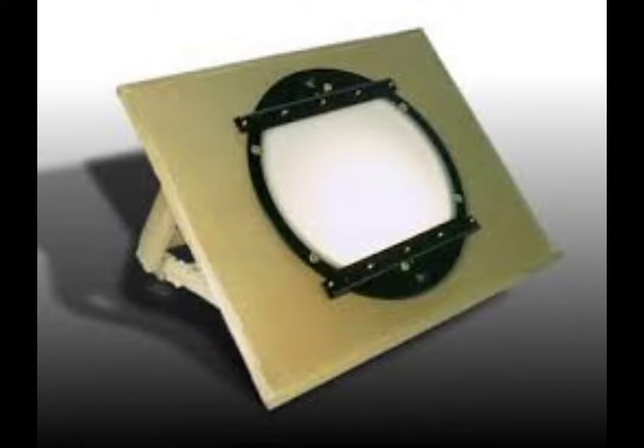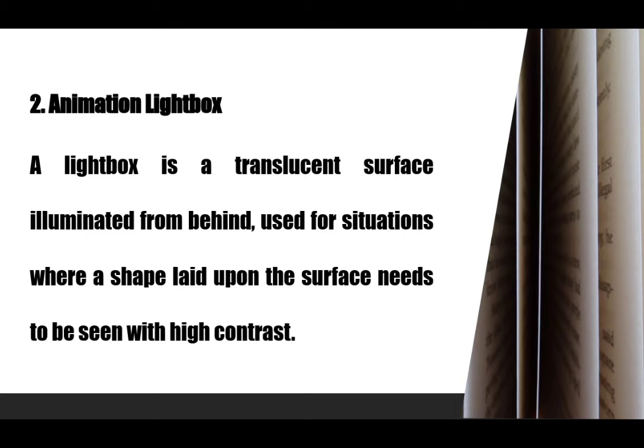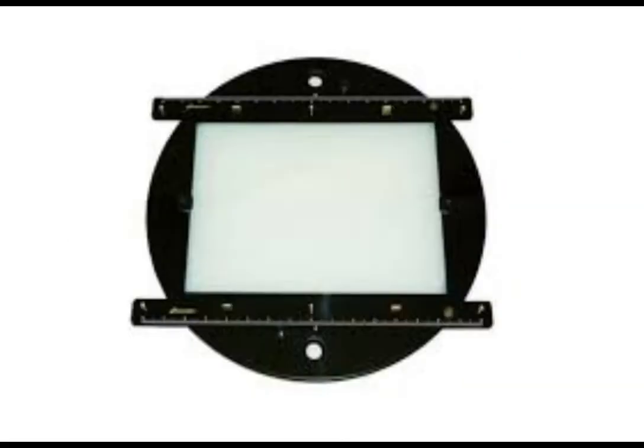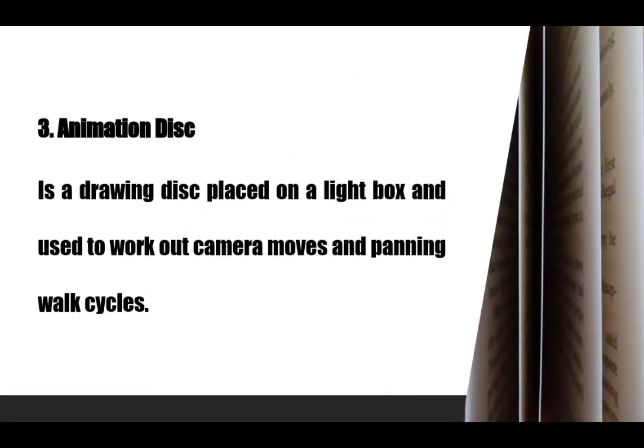The second one we have is the animation light box. A light box is a translucent surface illuminated from behind, used for situations where a shape laid upon the surface needs to be seen with high contrast. For the third one, we have the animation disc. An animation disc is a drawing disc placed on a light box and used to work out camera moves and planning walk cycles.